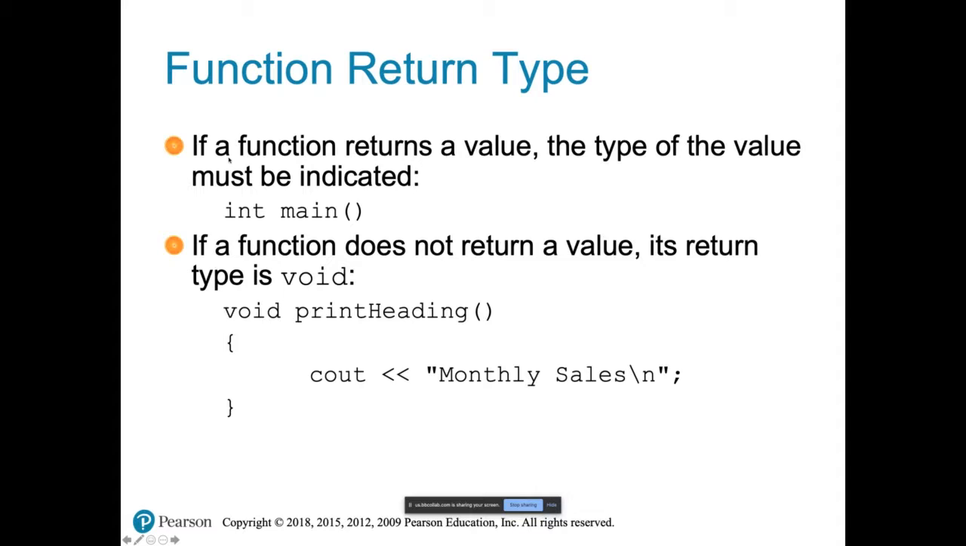If a function returns a value, the type of the value must be indicated: int, double, string, struct, class. We don't talk about unions. I think unions are going away. But you must specify the return type. If it doesn't return anything, it's void, just like the example below.